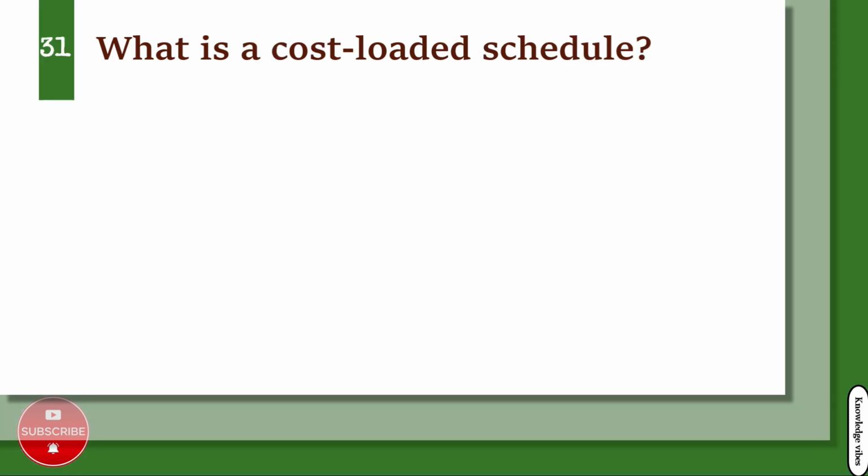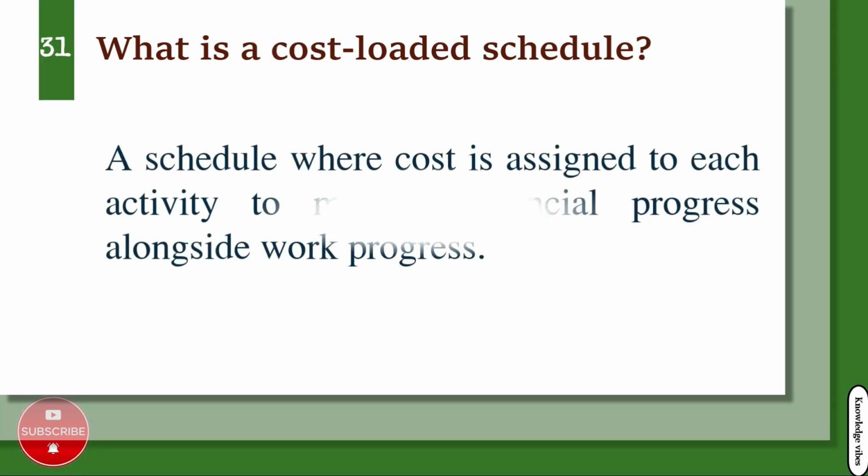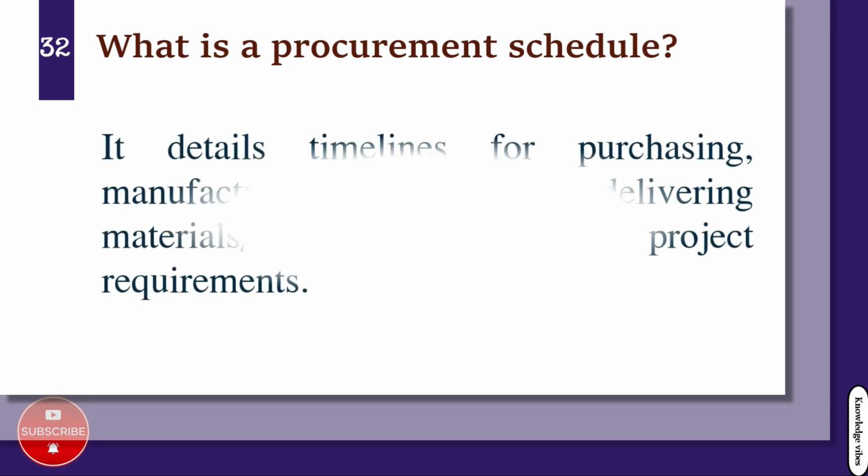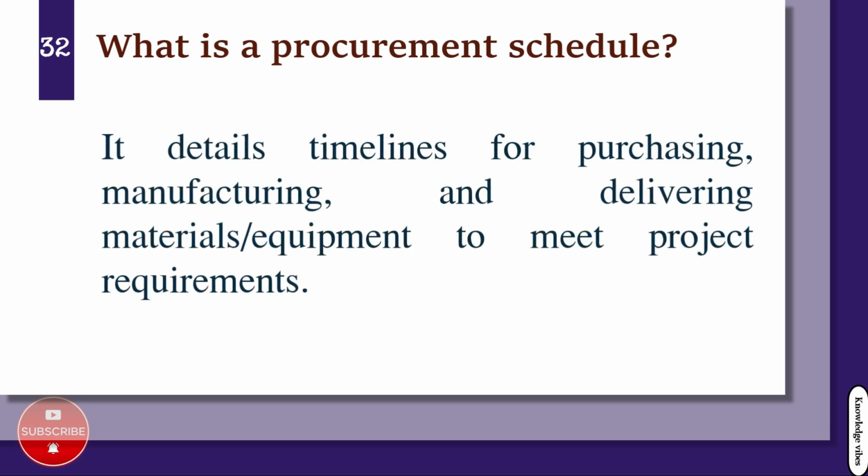What is a cost-loaded schedule? A schedule where cost is assigned to each activity to monitor financial progress alongside work progress. What is a procurement schedule? It details timelines for purchasing, manufacturing, and delivering materials/equipment to meet project requirements.